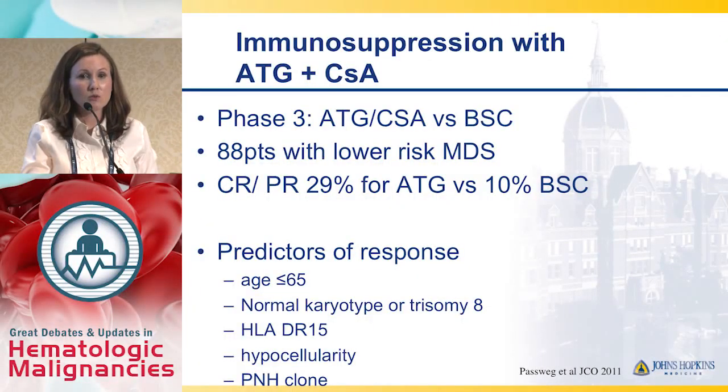So then what can you do that's available and possibly easy to do in patients who have failed, and what can you look for going forward? There was a phase 3 looking at immunosuppression in this particular group of patients with lower-risk MDS. You could use ATG and cyclosporine, sort of a hypoplastic or aplastic anemia type regimen, compared to best supportive care. They looked at 88 patients with lower-risk MDS, a CR or PR in about 30% of the treated arm compared to only 10% in the best supportive care arm.